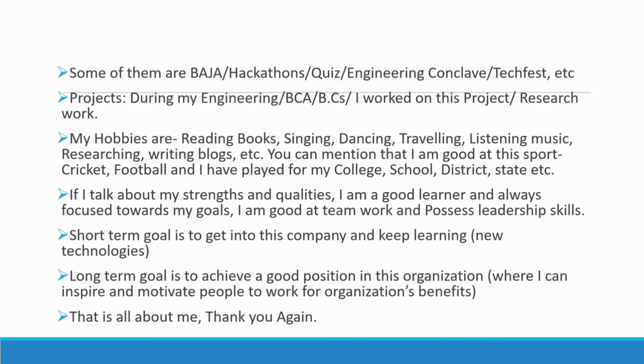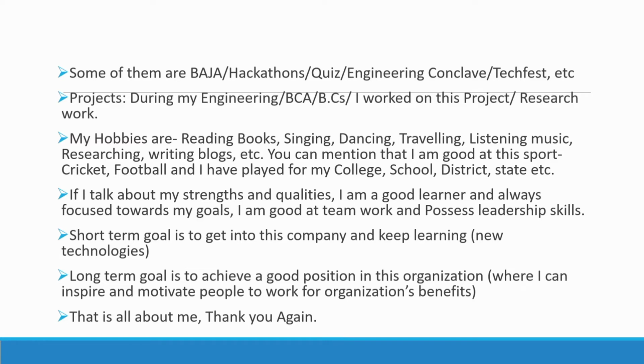As well as you can also mention the cultural events that you have participated or worked for, or the events that you have volunteered for. Okay, then you can talk about your projects, what projects you did and what inspired you to take that project, and how did you perform during this project. Okay, so after that you can mention your hobbies.